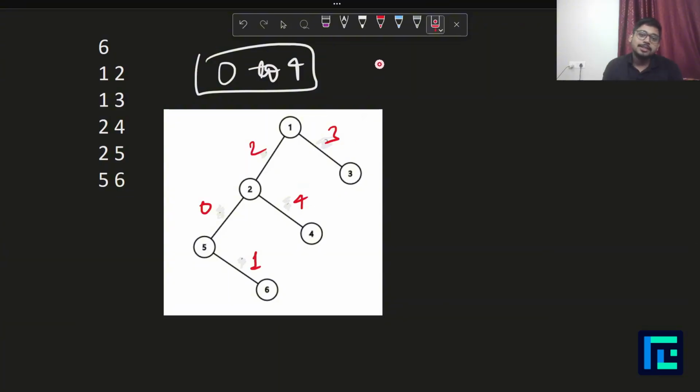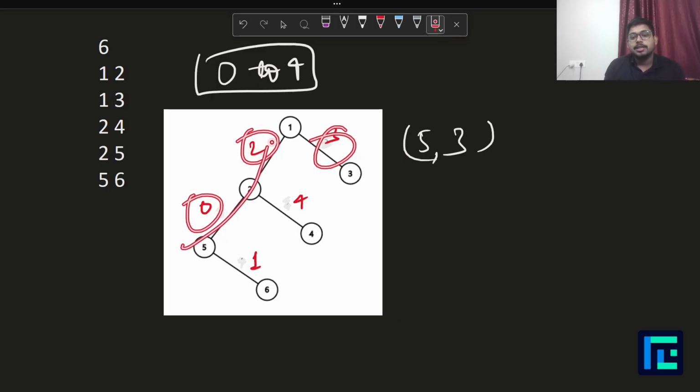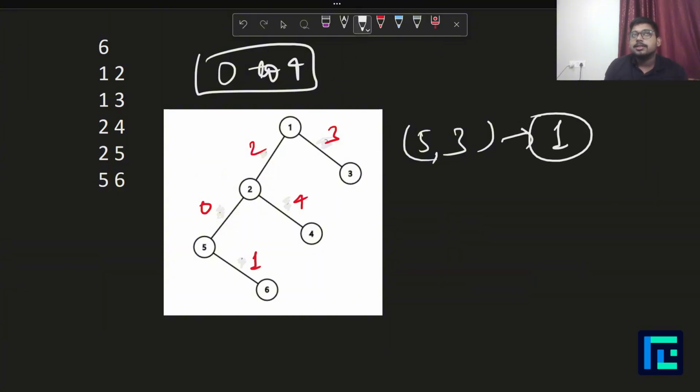Let's consider U, V as 5 comma 3. From 5 to 3, this is the path. For this path, the values we have are 2, 0, 2 and 3. For this particular path, the smallest value not present is 1. 1 is not present here. So for 5 comma 3, the MEX would be 1.